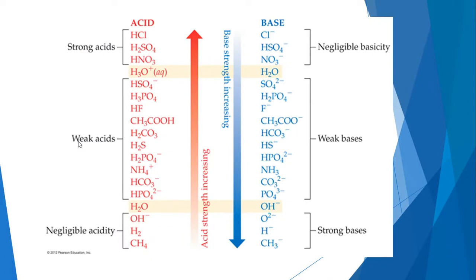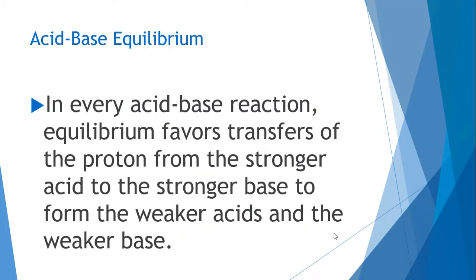This is the scale that we use. Notice that here I have strong acids, and it's across from a very, very weak, negligible base. Here, weak acids, weak bases. And then over here, if I have such a small acidity, I have a very strong base. So in every acid-base reaction, equilibrium is going to favor the transfer of the proton from the stronger acid to the stronger base in order to form weaker acids and weaker bases.